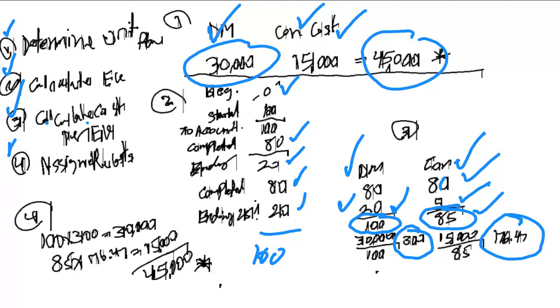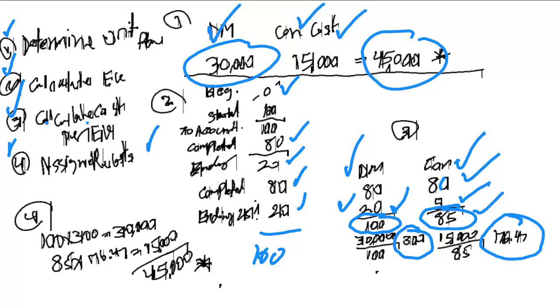Okay, so I completed the cost per equivalent unit. I computed that. So direct material is $300 cost per equivalent unit, and conversion cost is $176.47. So how do I use those? Now we are at step 4 right here. See that? Very easy.